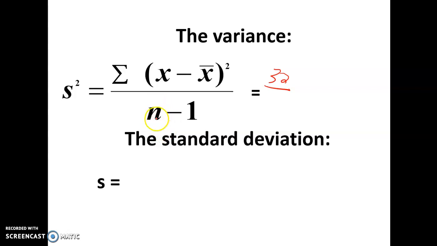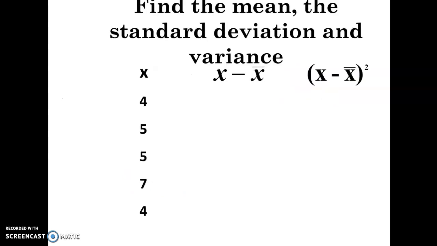divided by, well, what's n? n is how many numbers we had. We had 3 numbers, so it's 3 minus 1, which is 2. So our variance is 16. Well, what's the standard deviation? Standard deviation is the square root of 16, which is 4. Our standard deviation is 4. So the average distance from our mean is 4. The average distance from 26 is 4.